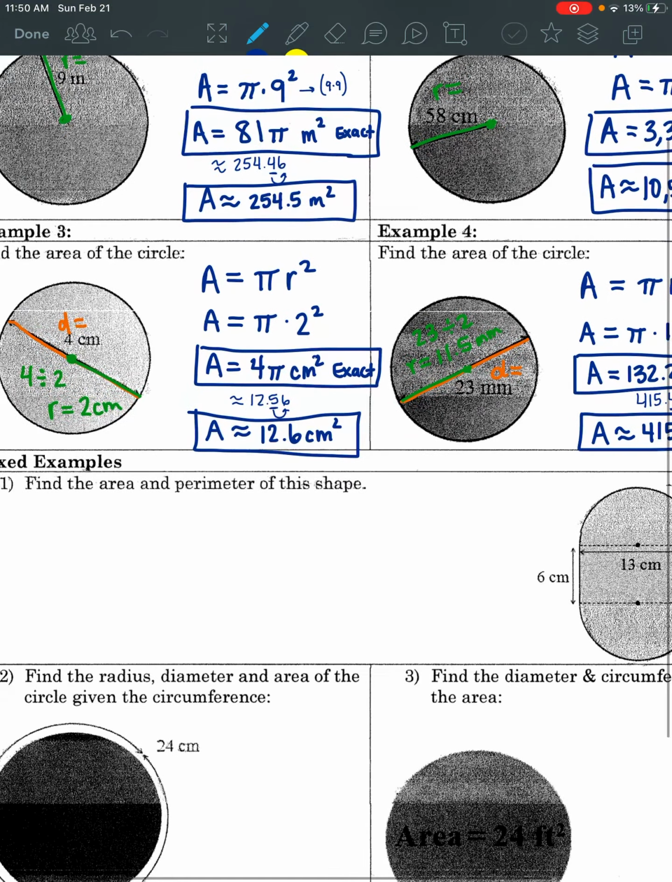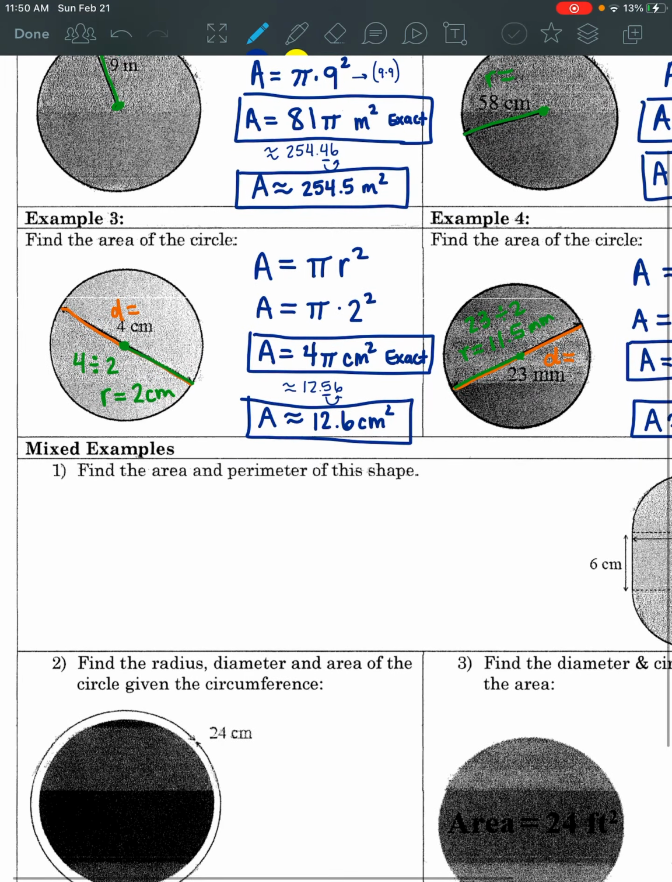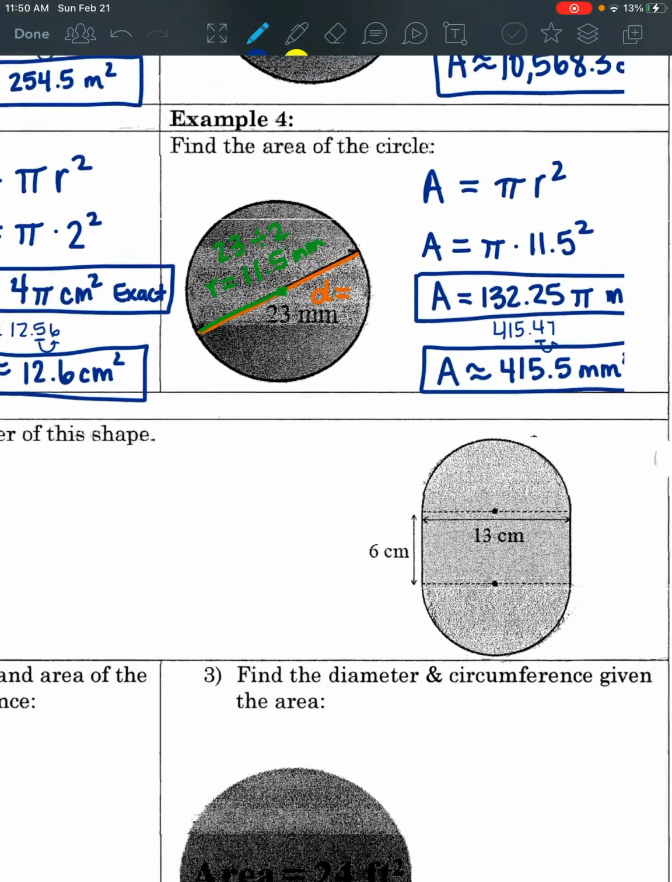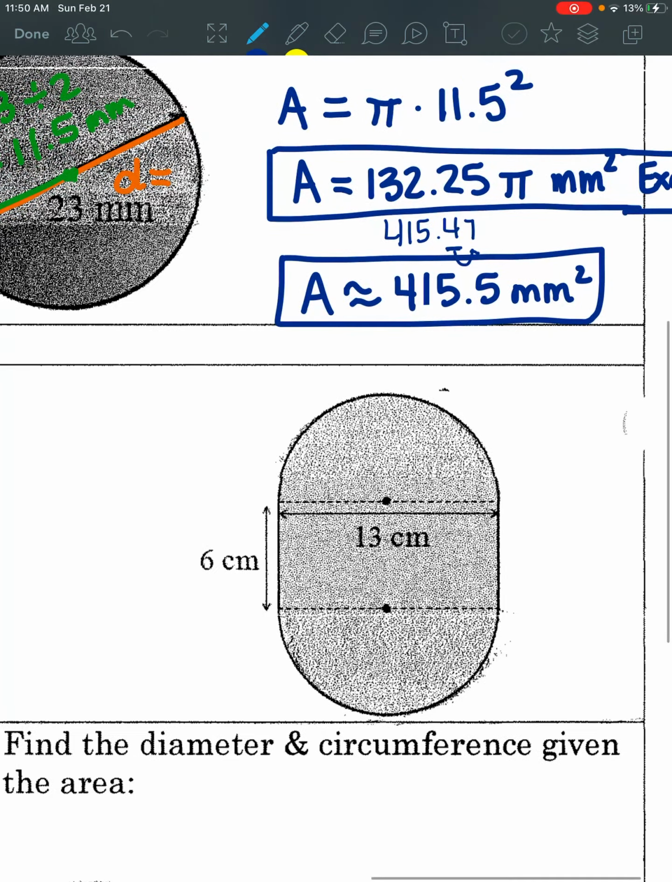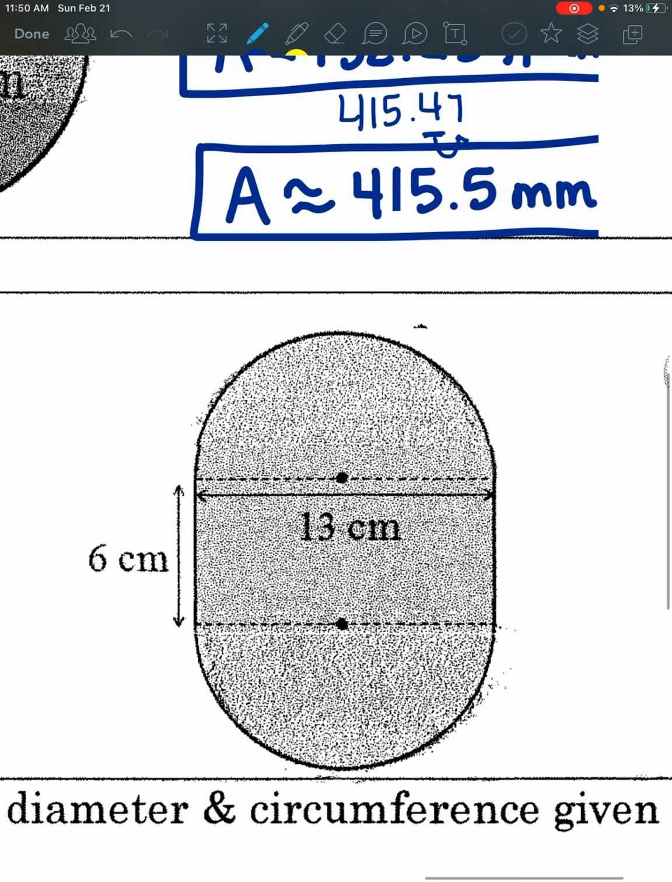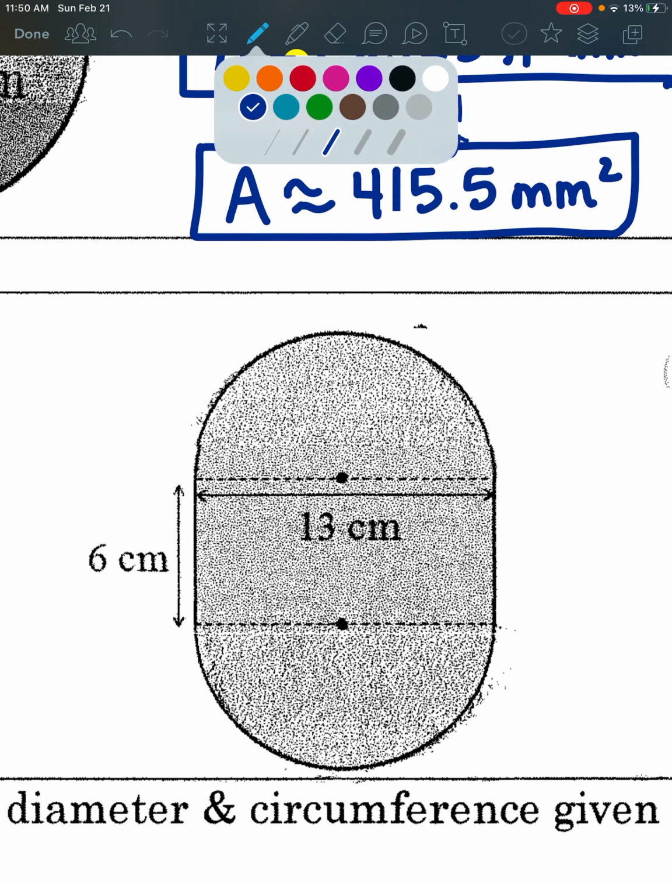We're going to do one of these mixed examples that says find the area and the perimeter. So area, notice over here, it's an odd shape. It's not a perfect circle, it's an oval. So we have 2 shapes here, and I'm going to do them in different colors.